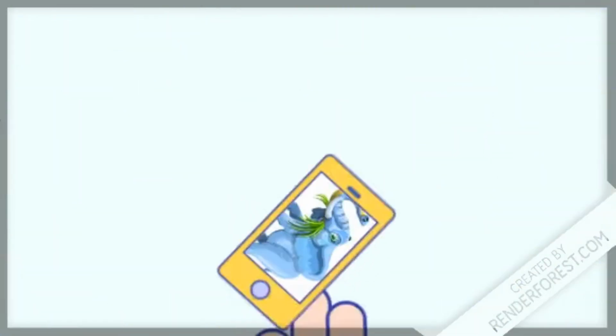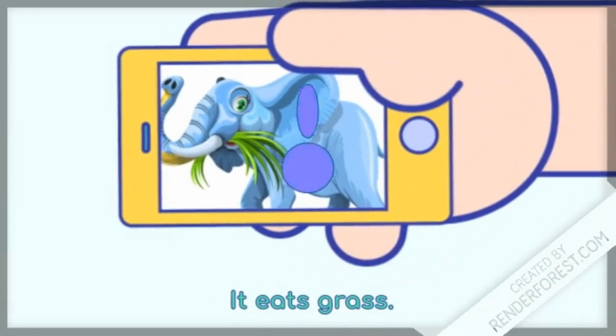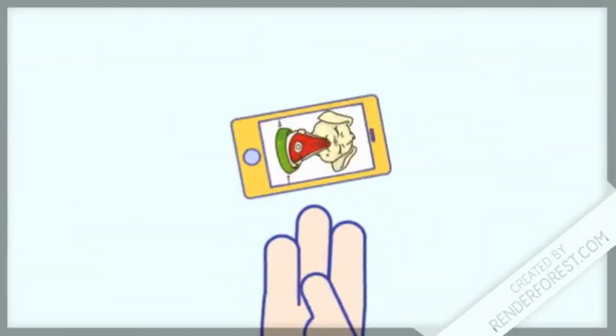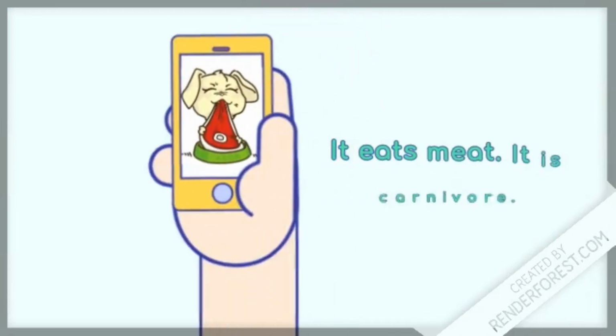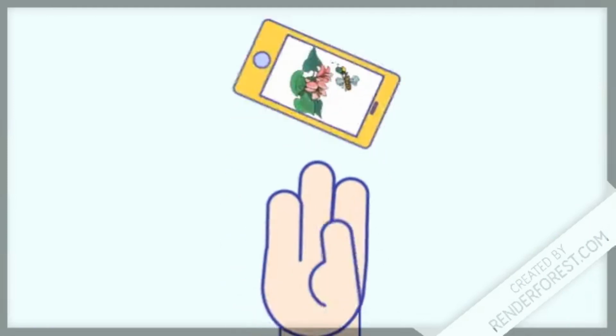It eats grass. It eats meat. It is a carnivore. It eats nectar.